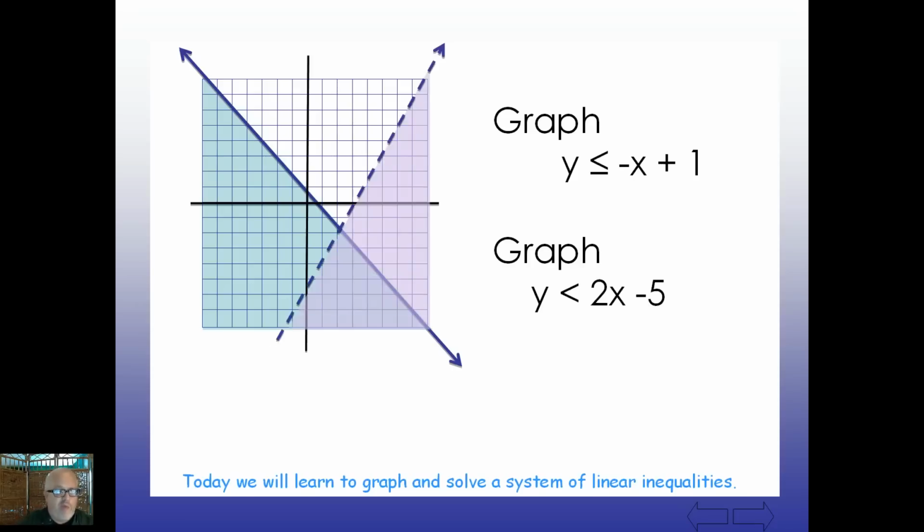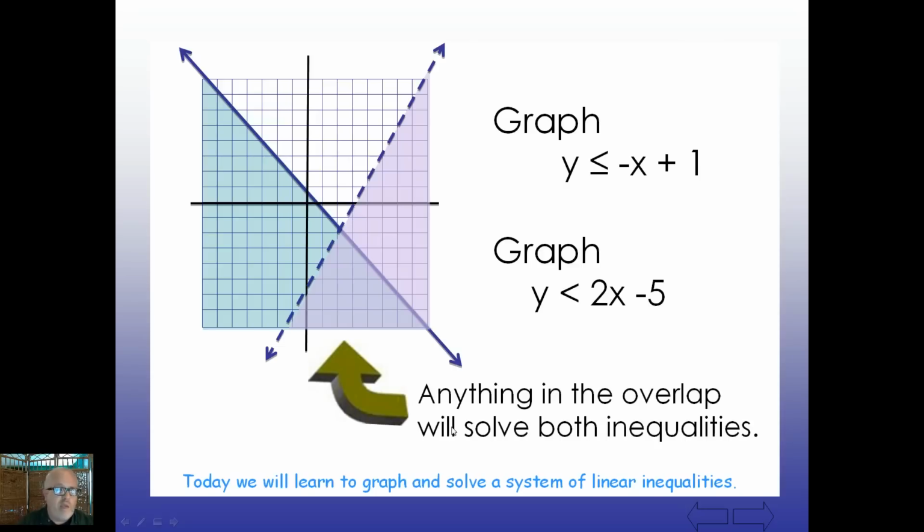Let's go ahead and graph that one, and then shade below that one. And notice now where these two shaded regions overlap each other. Right here is where they overlap. And anything in the overlapping section will solve both inequalities. So any point that you choose in here, if you plug it in here and here, will indeed work. Guaranteed.